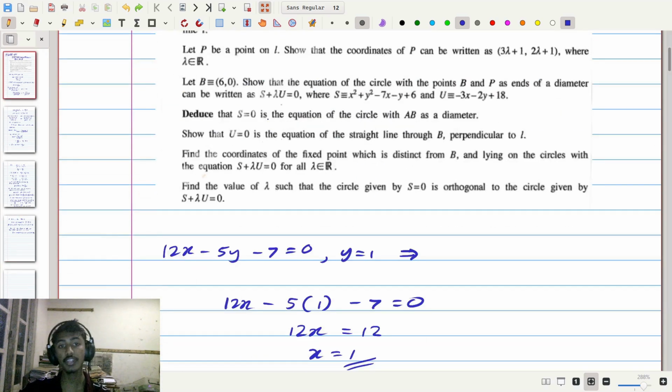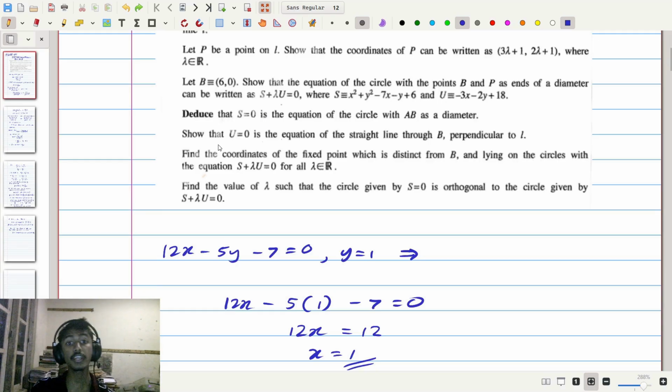The next part of the question says, show that u equals 0 is the equation of a straight line that goes through the point B and is perpendicular to L. Now there are two ways to do this. One way is to try to find the equation of the line that goes through the point B and is perpendicular to L and show that that line is the same thing as u equals 0. The other way to do it is to take the line u equals 0 and check if it passes through the point B and also check if it's perpendicular to L. And if those two conditions are true, then the line u equals 0 is the line that passes through the point B and is perpendicular to line L.